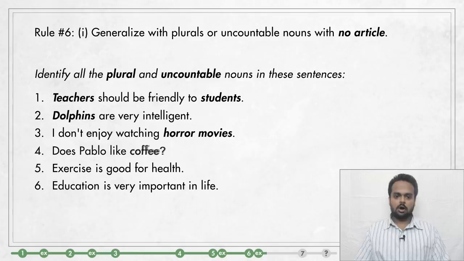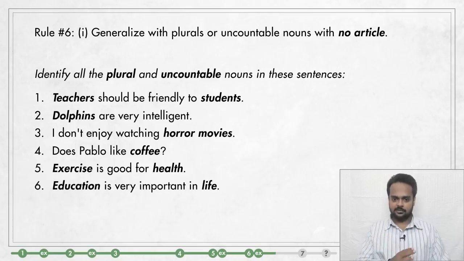In sentence number 4, coffee is an uncountable noun. And we use no article before it because, again, we want to ask if Pablo likes coffee in general. Number 5 has 2 uncountable nouns in exercise and health. We don't use any articles before them because this is a general statement of fact or truth. And finally, number 6 is the same kind of sentence. It also has 2 uncountable nouns, education and life.